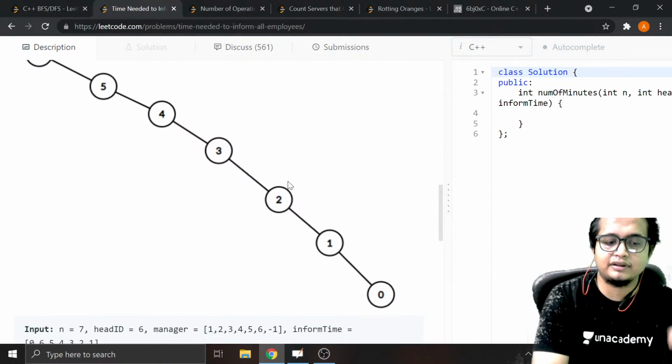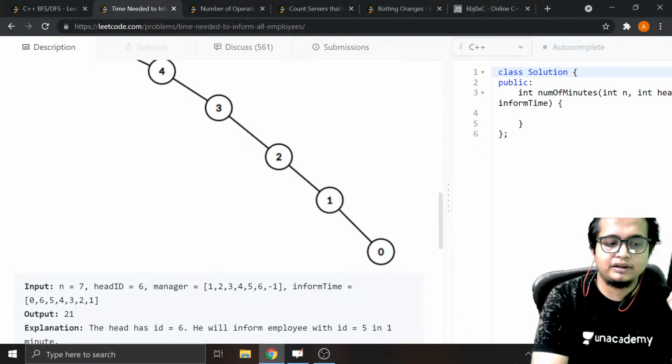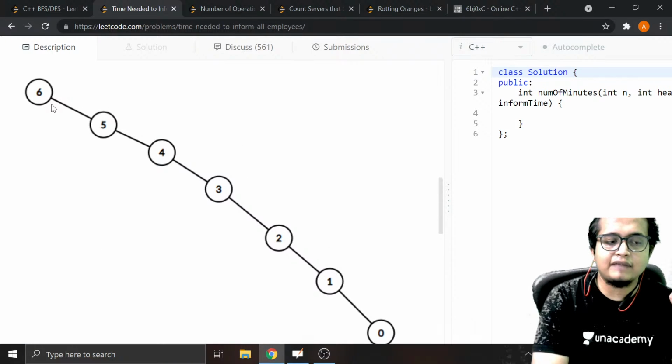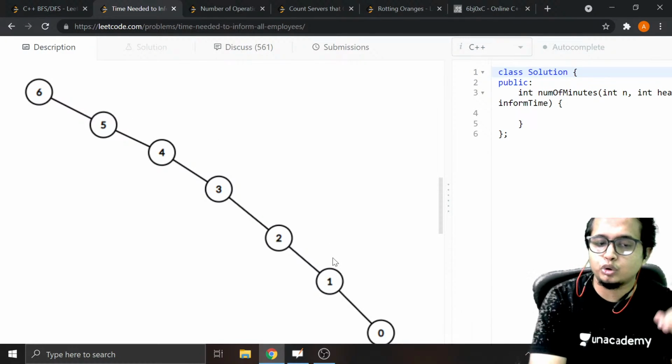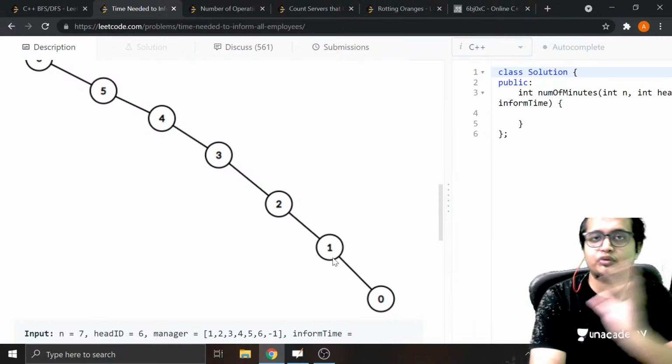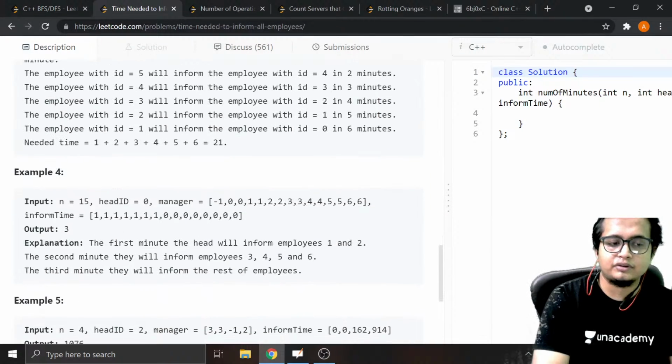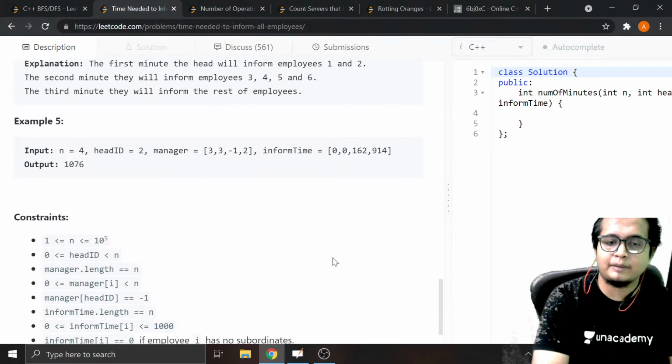Okay, so similarly, let us say this graph. Here you can see the time would be the time 6 takes to tell 5, then the time 5 takes to tell 4, 4 takes to tell 3, 3 to 2, 2 to 1, and 1 to 0. So you would have to sum all of the times over here. Similarly, you can check out all of the other examples as well.